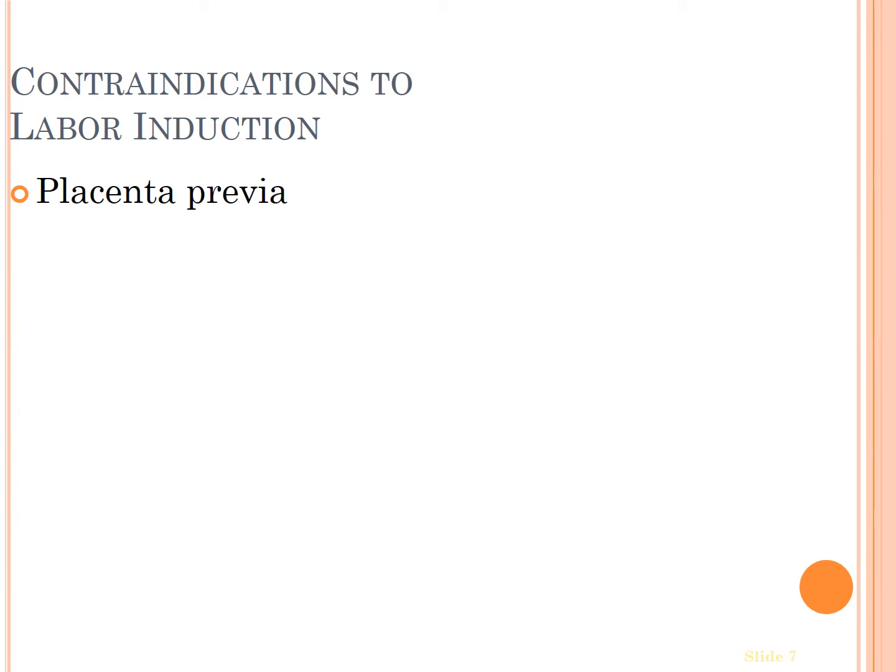Contraindications for a labor induction or augmentation would be a placenta previa. If you don't remember what that is, painless, vaginal, bright red bleeding.